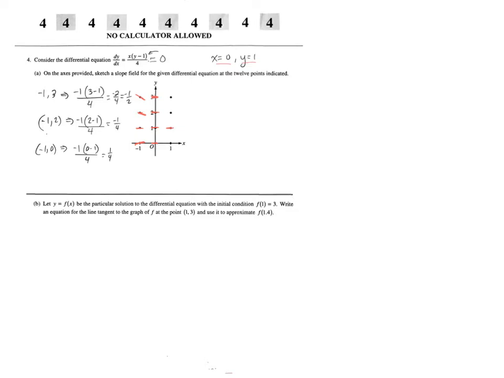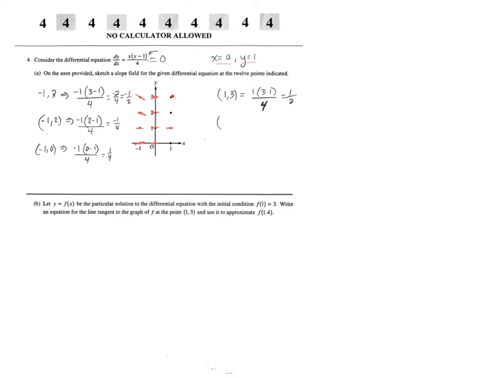Come over here, we can do the right side. We can hit this one when it's 1, 3, 1, 2, and 1, 0. So let's hit 1, 3. We would get 1 times 3 minus 1 over the denominator, which is 4. That is going to get us 1 times 2 over 4, that's 2/4, which is 1/2. So put a 1/2 in there.